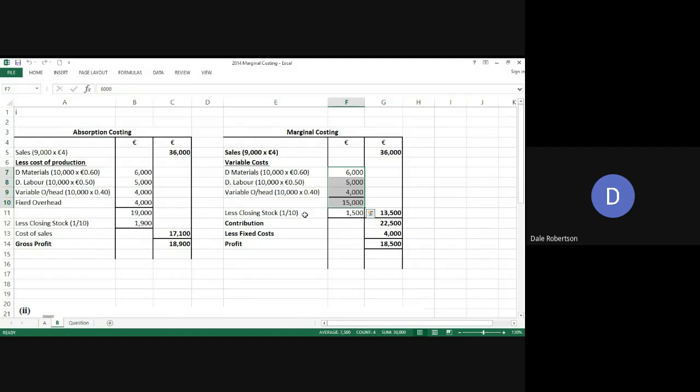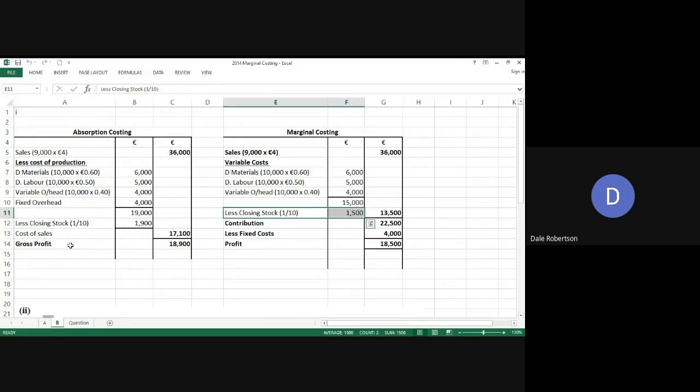in a different place to the other one because it's a different style of costing. So you take 1/10 away there to get your actual variable cost, which for this year, because 1/10 of it is going forward to next year as closing stock, and that's 13,500. You take that away to get your contribution, and then you take your fixed cost from your contribution to get your profit. You treat fixed cost after the event separately, and closing stock is calculated differently.